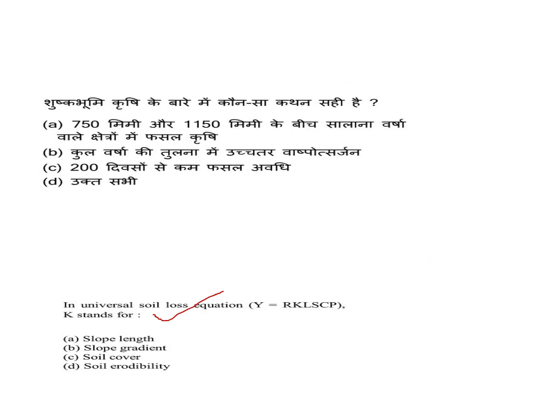In the universal soil loss equation, A is equal to RKLSCP, K stands for, the answer is soil erodibility factor. K stands for soil erodibility factor. R stands for rainfall erosivity index. L stands for slope length factor. S stands for slope gradient. C stands for crop management factor. P stands for conservation practices.